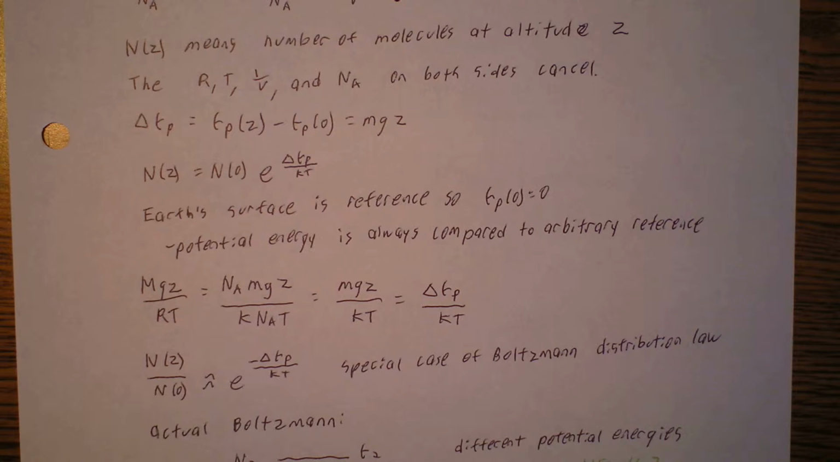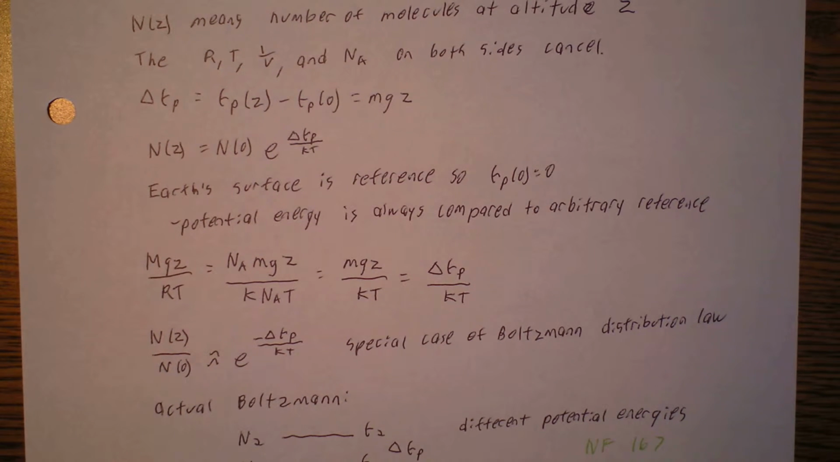So we have mgz over RT is going to be equal to Avogadro's number times mass times gravitational acceleration times the height Z divided by Boltzmann's constant divided by Avogadro's number times the absolute temperature. And that's going to be equal to mgz over kT, and that's going to be equal to the change in the potential energy divided by kT. So we also have the number of molecules at height Z divided by the number of molecules at height 0, which is approximately equal to e to the power of minus change in potential energy divided by kT. So this is a special case of the Boltzmann Distribution Law.